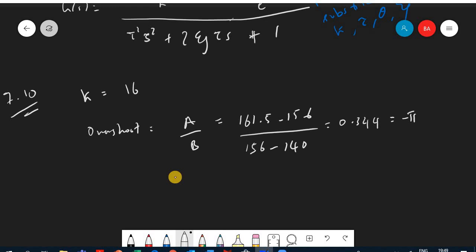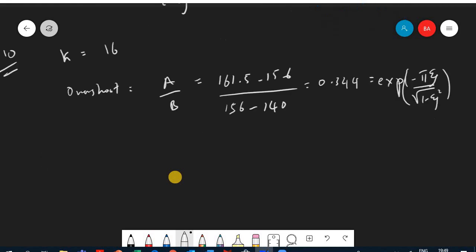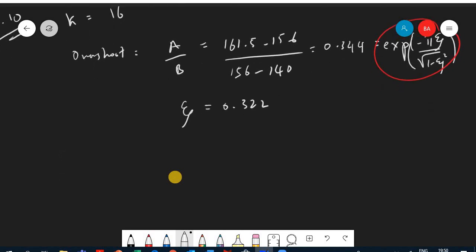We already have an equation for the overshoot. If I can remember, it was exponential of minus pi xi over the square root of 1 minus xi squared. I'm not sure of this equation, so please check it. But when you do your substitution, because it is oscillatory, xi is definitely going to be less than 1, and it was found to be 0.322. Great.